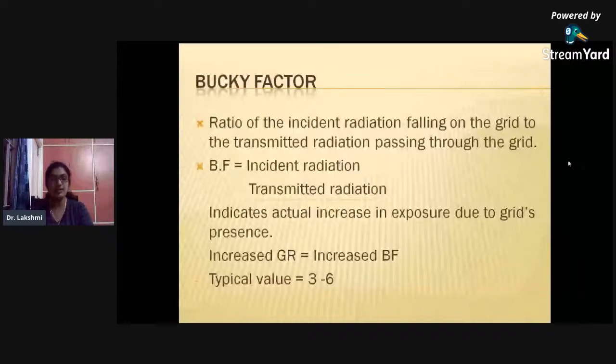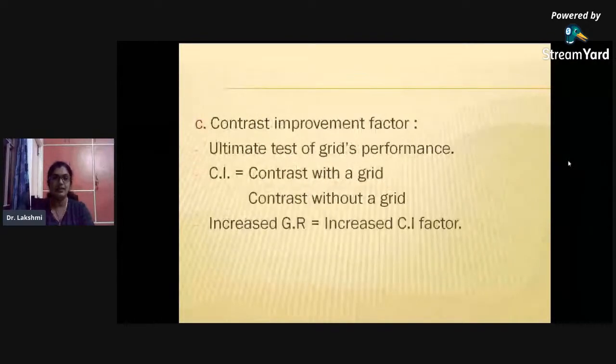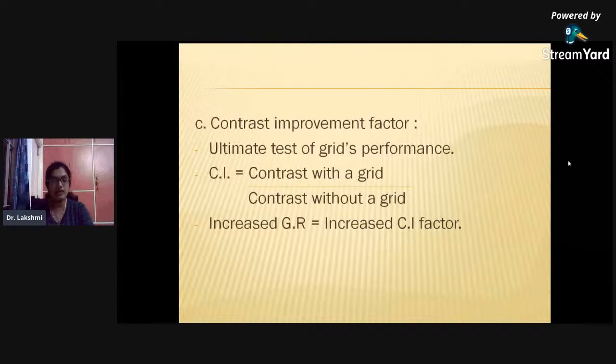So increased grid ratio is equal to increased Bucky factor. Typical value calculated for 3 to 6. Contrast improvement factor, ultimate test of grid's performance. So CI is equal to contrast with a grid divided by contrast without a grid. So increased grid ratio is equal to increased contrast improvement factor.